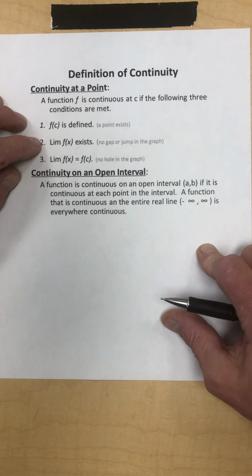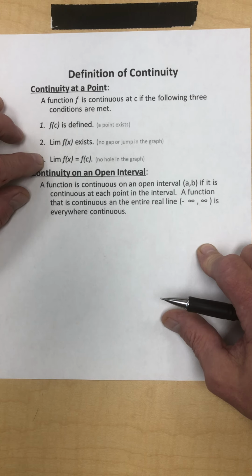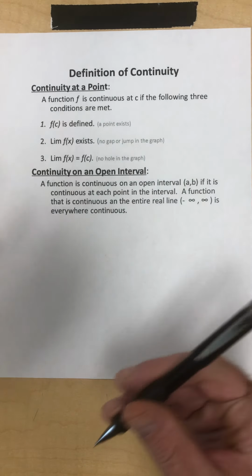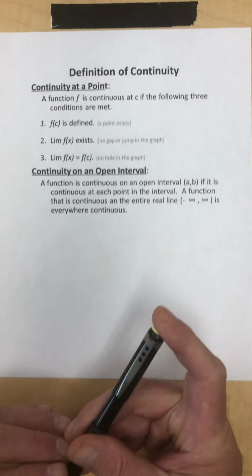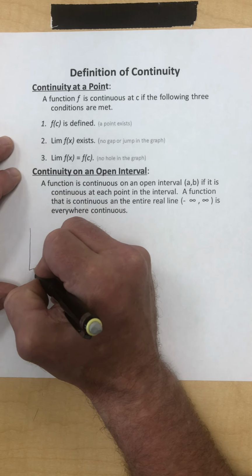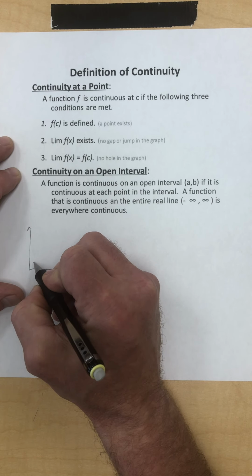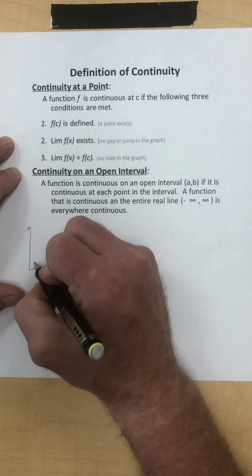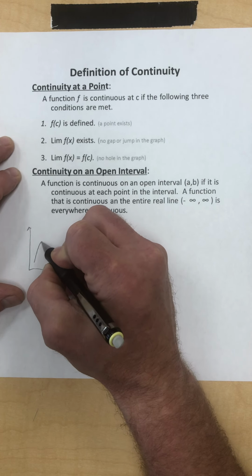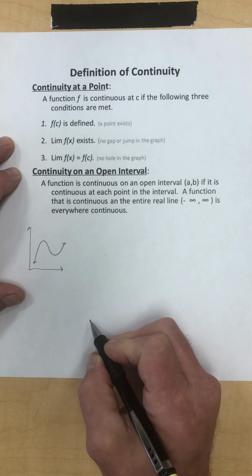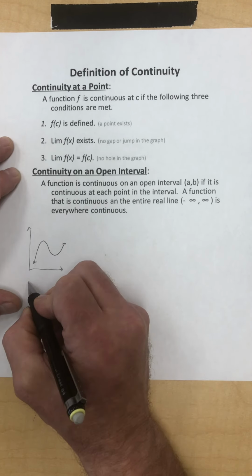So you have to have a limit, and the limit has to be f of c. Notice it says no holes in the graph. One of the easiest ways to think about it in your head and to visualize that is that if you could put your pencil or pen on the graph of a function and trace that function without picking up your pencil or pen, we have continuity.